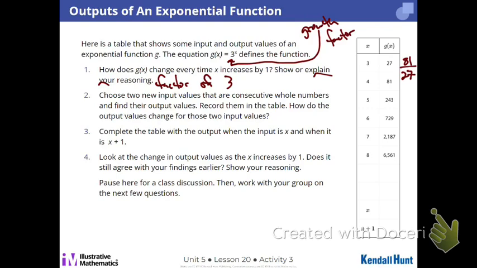So last time we had repeated addition, which resulted in a 2x. This time we have repeated multiplication that makes our exponent, right? That's the difference.